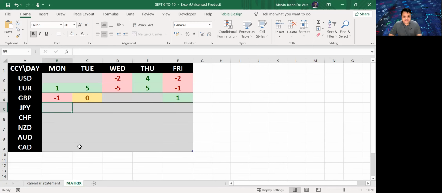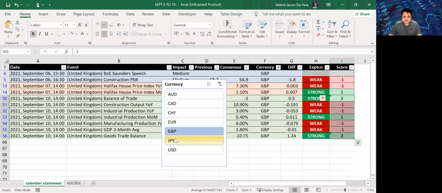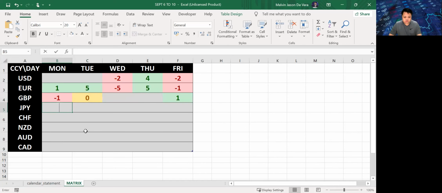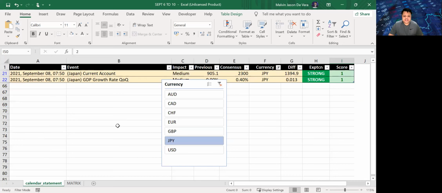Then let's go with the yen. So we have a September 8, dalawang data lang, 2. And this has something to do with current account and GDP growth rate. So we are looking at a strong yen.